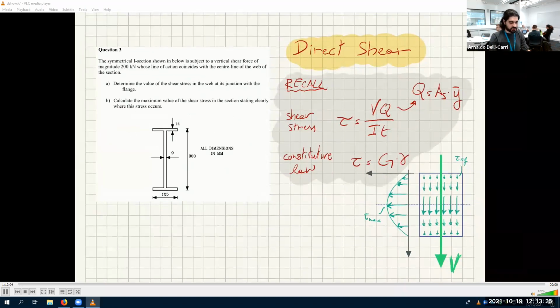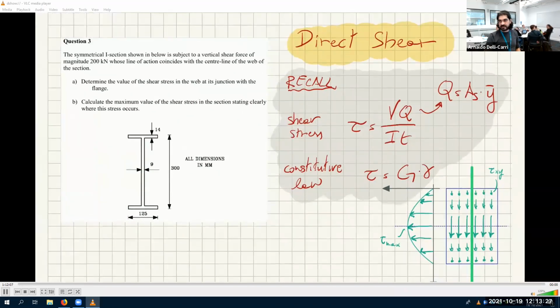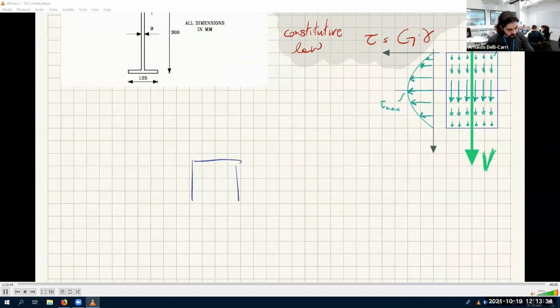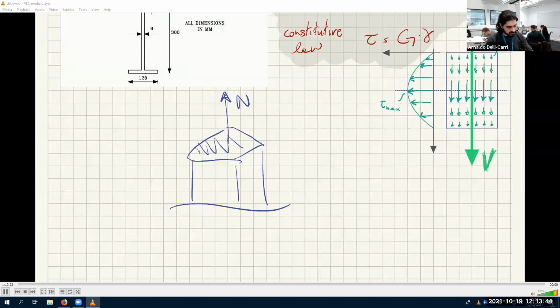Okay, let's do direct shear. Remember when we said in first year that if we have a section of a beam, and this section is under the influence of a normal force, this normal force comes from a constant distribution of stresses, sigma, which we say is N divided by A. Agreed? That's what we have. And that's always true. That's always exact.